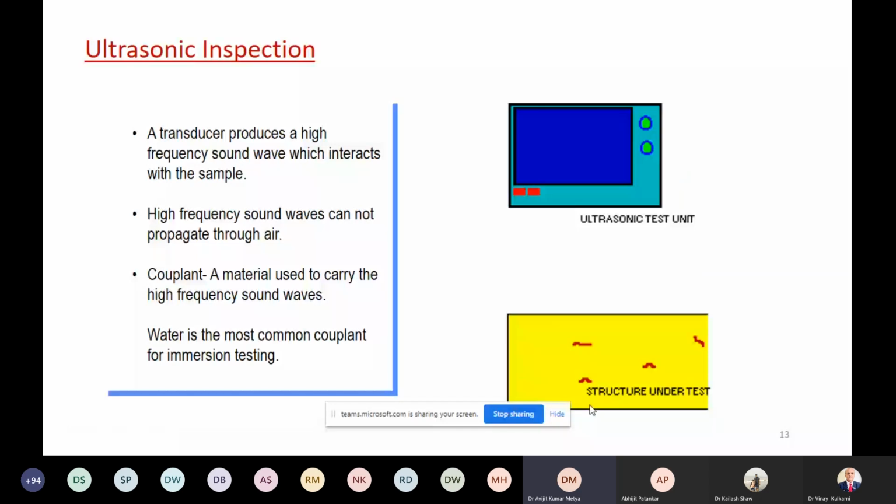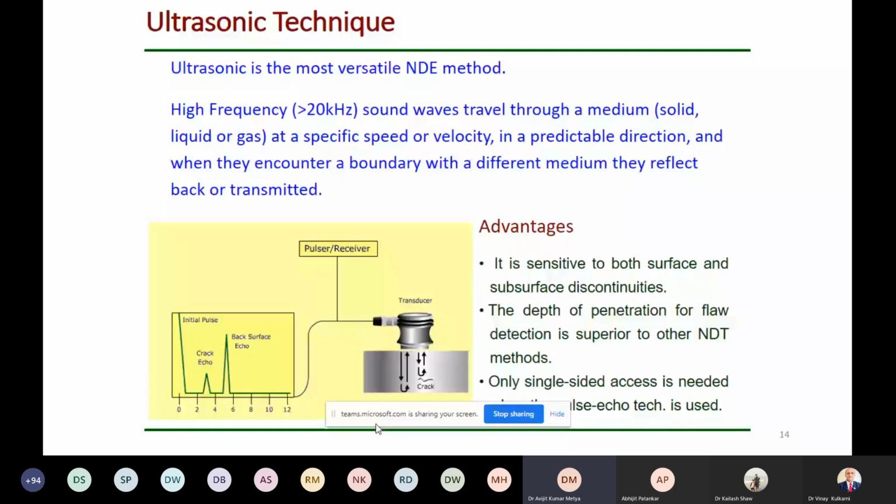And this you can understand more clearly. If there is no crack, only the back wall, back surface echo is there. If there is a crack, you can see that before the back surface, there will be one crack echo. From that crack echo, we know the velocity of the ultrasonic wave for the particular material, and we know that the horizontal x-axis is basically a time axis. So we can convert it into the depth at which the crack is there, as well as we can measure the dimension of the crack.